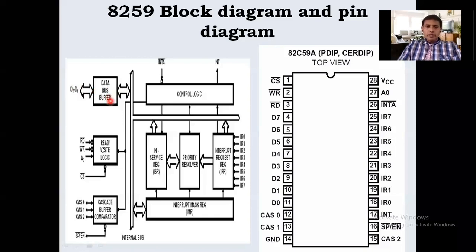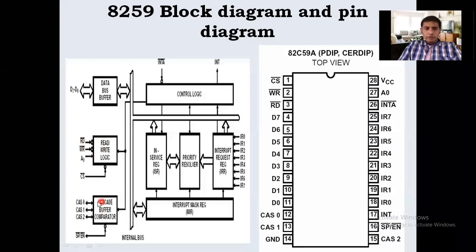Then the other is read write logic. In order to perform read or write operations, read write logic is essential. Here read bar, write bar, A0 and CS are present. In the pin diagram I will explain the functioning of each one separately. Simply, this logic controls read and write operations. If you take only one 8259 and one CPU, when the CPU wants to read data from the 8259, it will activate read bar. When the CPU wants to write data to the 8259, it will activate write bar. So read bar and write bar signals are essential.